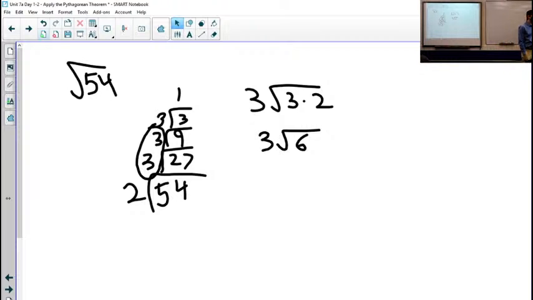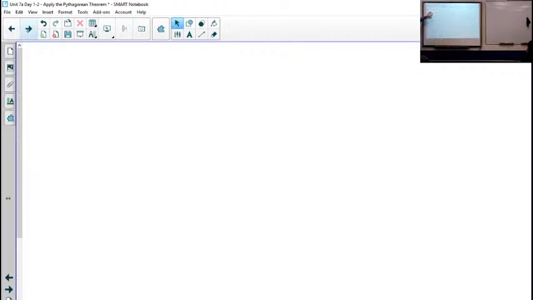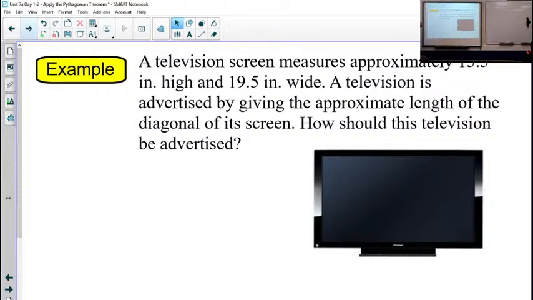So, questions on that? Again, I'll give you a few of these to practice for homework to make sure that you know how these work. All right, let's move on. Let's move away from all the square root stuff for a little bit and talk about TVs.